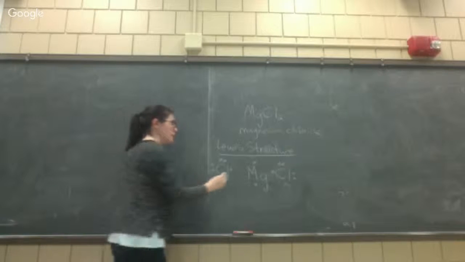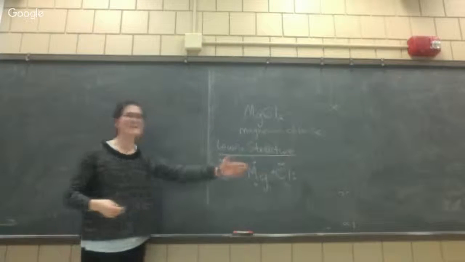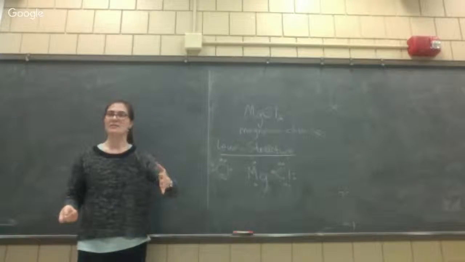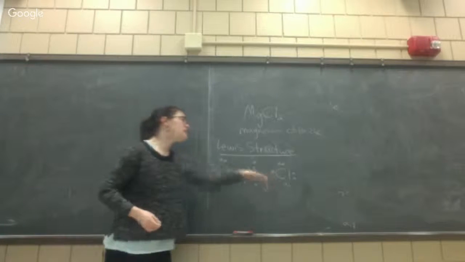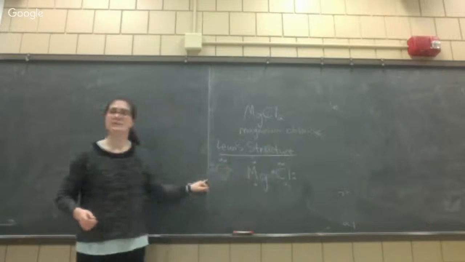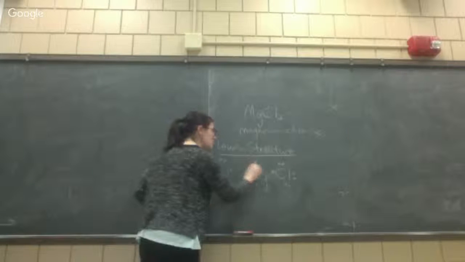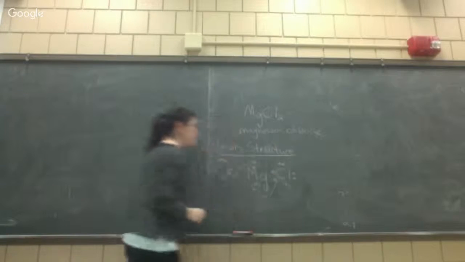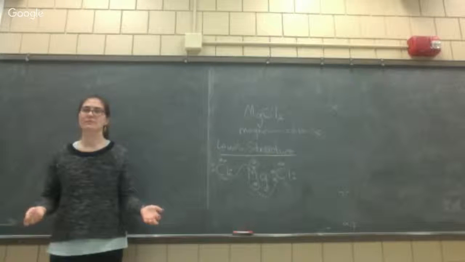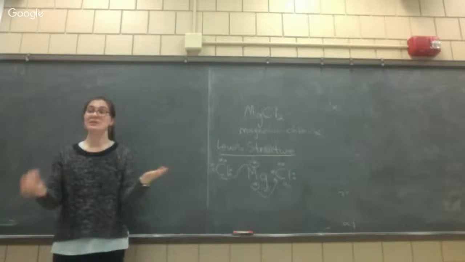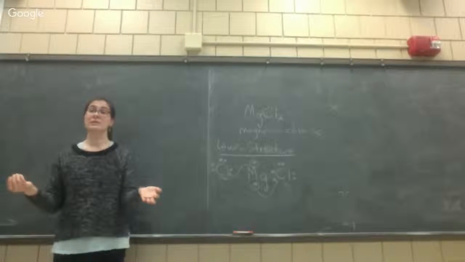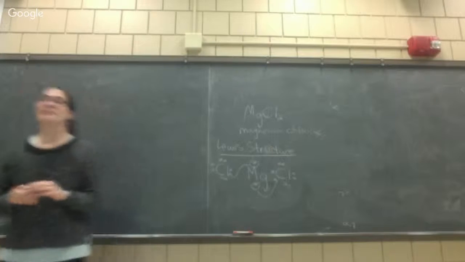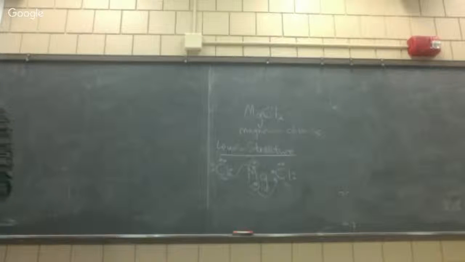And then you can visually be like, oh, well, magnesium has 2 valence electrons. Chlorine, each chlorine has 7. If magnesium gives 1 to this chlorine and this chlorine, then everybody's happy. So you could visually do it like that. Does that make sense? What's confusing?